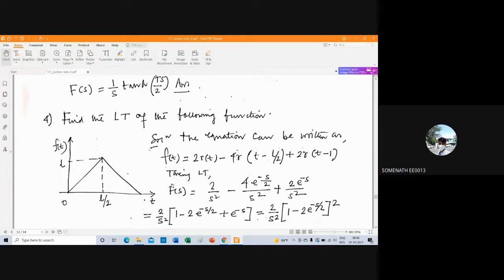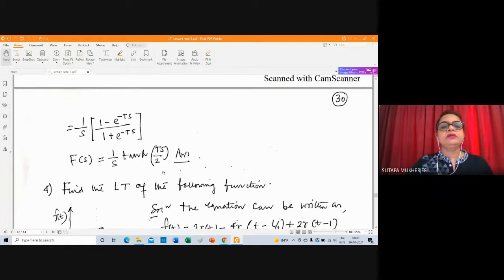Ma'am, in the answer of the previous problem, where does the tanh come from? The hyperbolic. If you take this one, you will automatically get it.